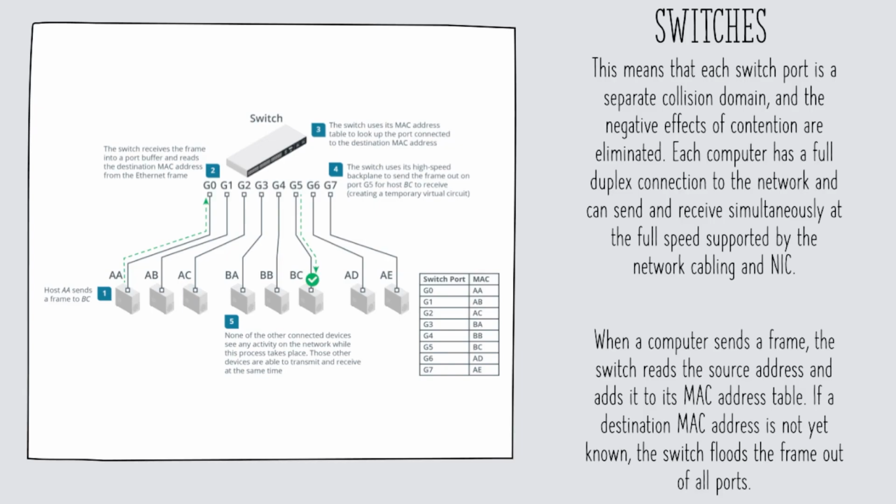When a computer sends a frame, the switch reads the source address and adds it to its MAC address table. If a destination MAC address is not yet known, the switch floods the frame out of all ports.